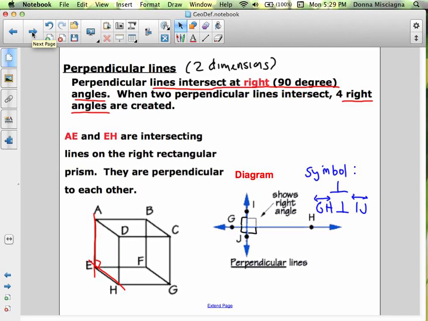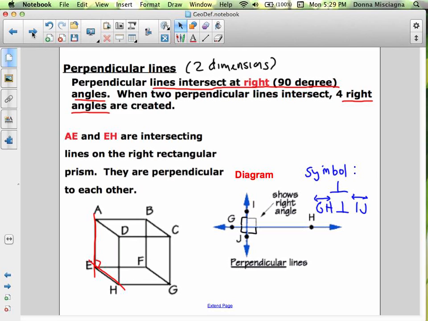If those lines intersect each other at right angles, we have perpendicular lines. So that one is in your notes. Under the words perpendicular lines, write in that they are in 2 dimensions. Intersecting lines and perpendicular lines, which are a type of intersecting line, are in 2 dimensions, right? Because we're going in 2 different directions.